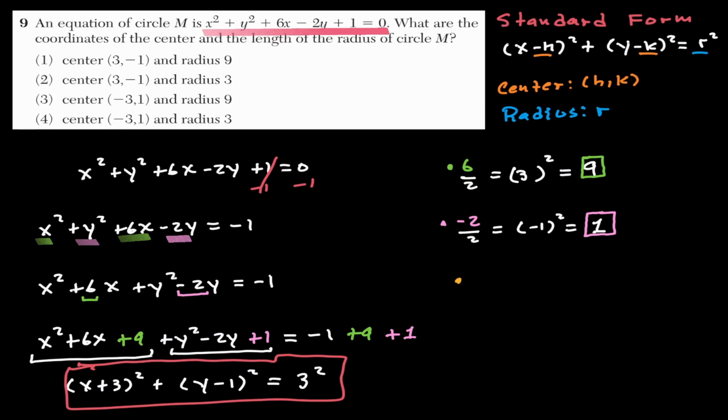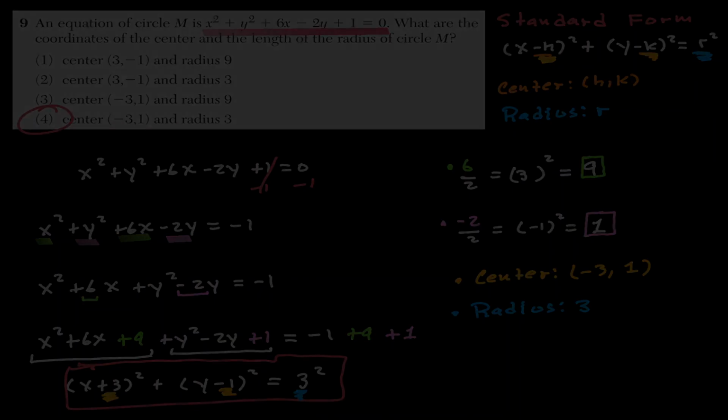So now, when it comes to the center, it is (h, k), which in this case is (-3, +1). We always switch the sign. And when it comes to the radius, it is equivalent to 3. And notice that this is option 4.